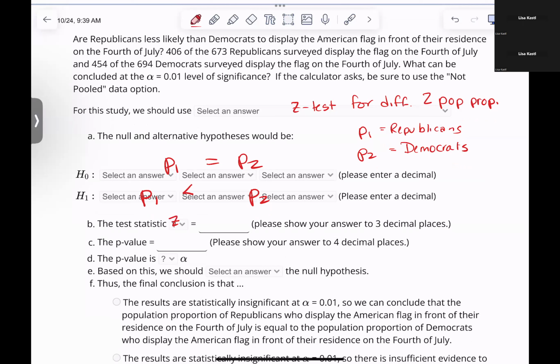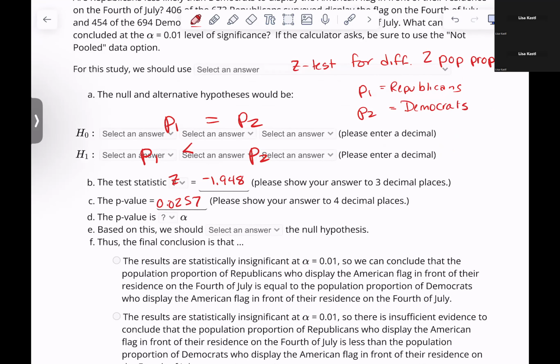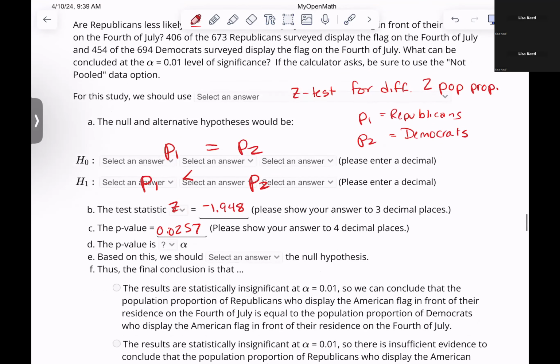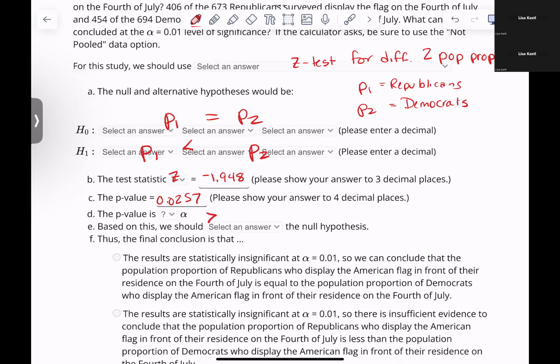So we get a z statistic of negative 1.9481, which to 3 decimal places is negative 1.948. And my p-value was 0.0257. What was alpha? 0.01, so the p-value is bigger. The p is high, the null must lie. So we're going to fail to reject.